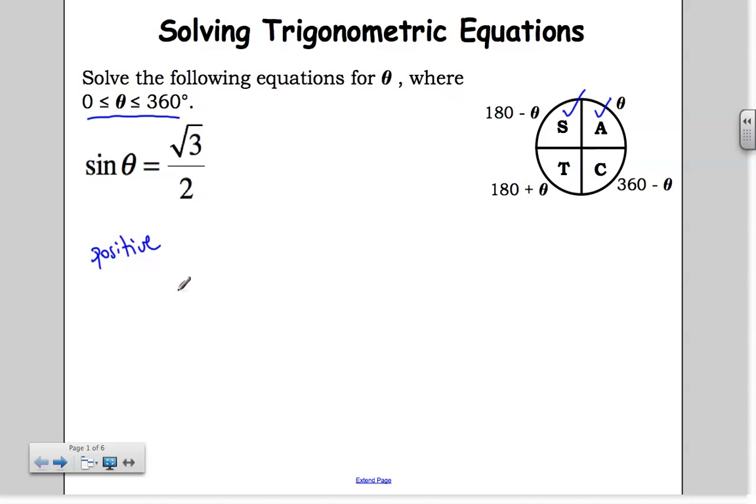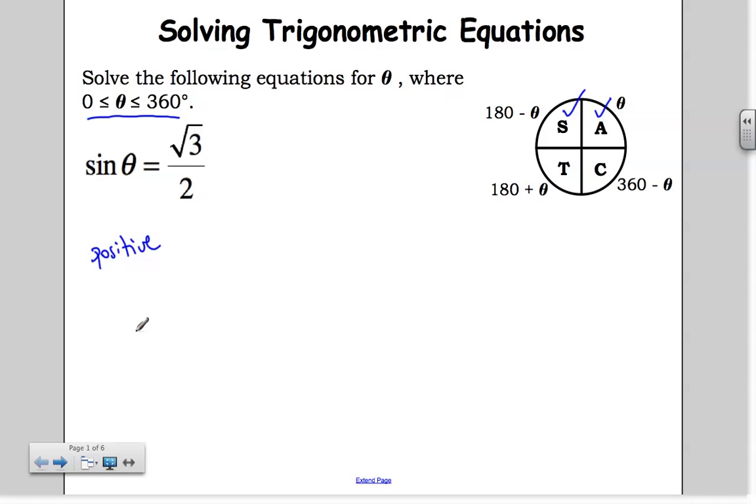So I know that I should have two answers, one in the first quadrant, so it will be an acute answer, and one in the second quadrant, so it would be obtuse. The next thing that I would do is I would say, all right, let's find the acute angle. So the acute angle is always in the first quadrant. Sometimes that will actually be part of our answer. Sometimes we just use it to get our other answers.